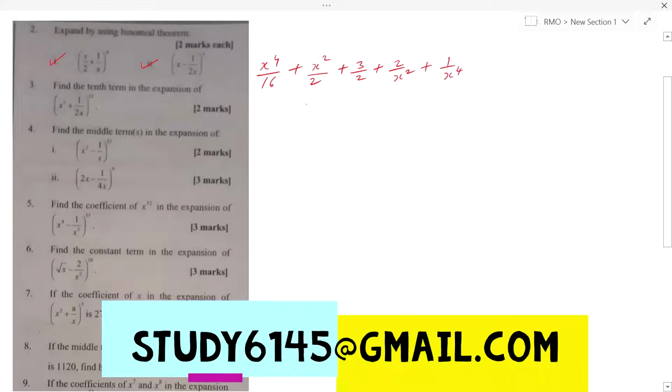Clear? What about the second one? The second one is x raised to 5 minus 5x cube by 2 plus 5x by 2 minus 5 by 4x plus 5 by 16x cube minus 1 by 32 x raised to 5. Perfect, this is correct. Find the 10th term.